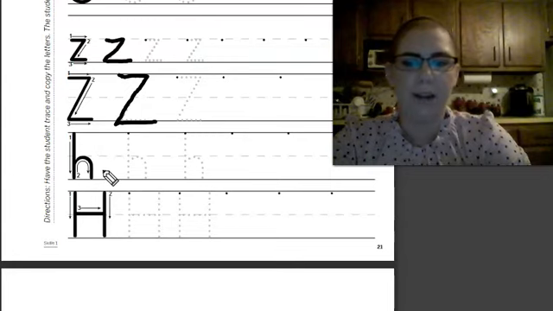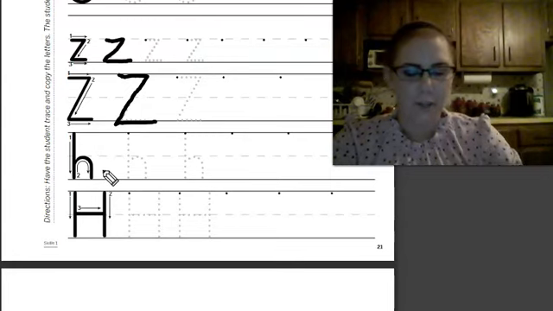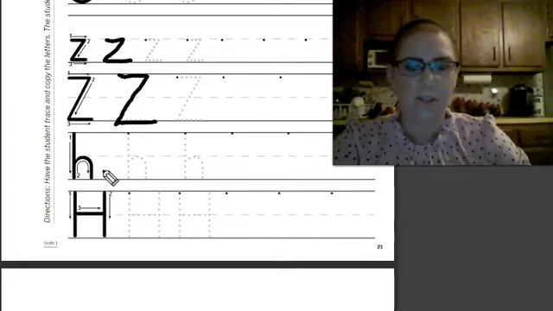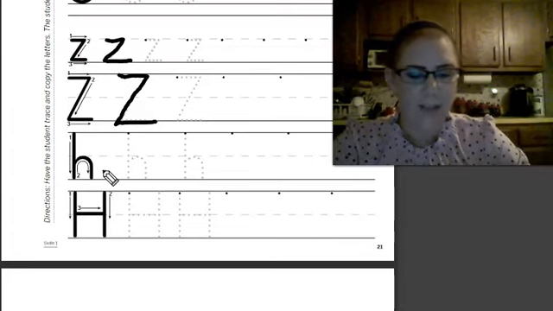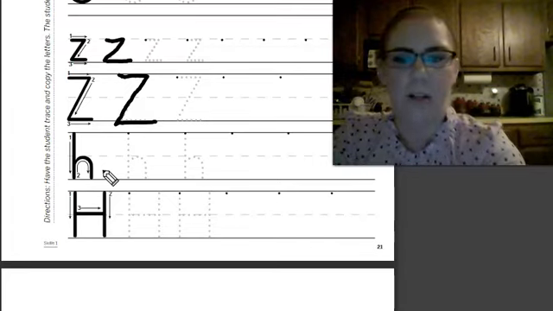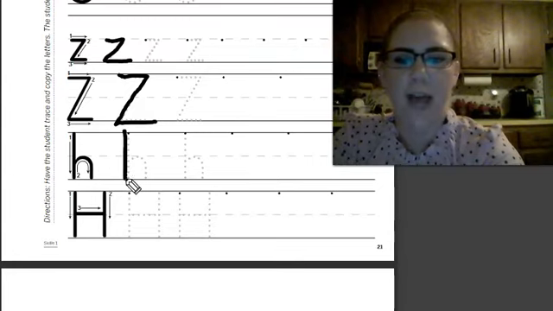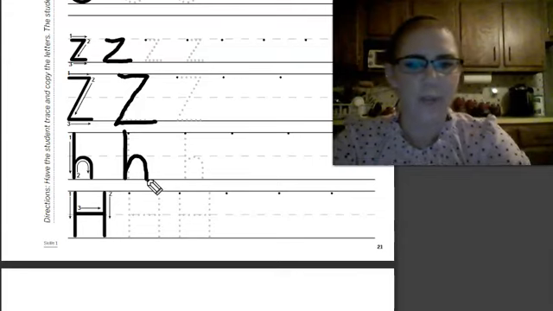Next, we have the letter H. The lowercase h is a tall letter, so we need to start at the top line and draw a long line down and then a short hump that stays underneath the dotted line. Don't draw your hump too big.